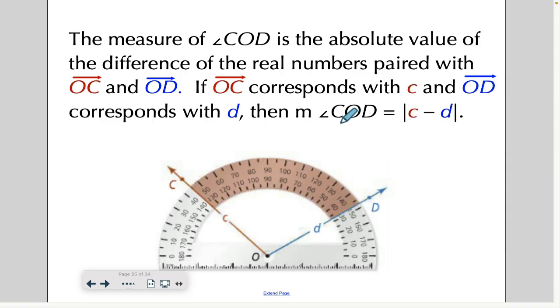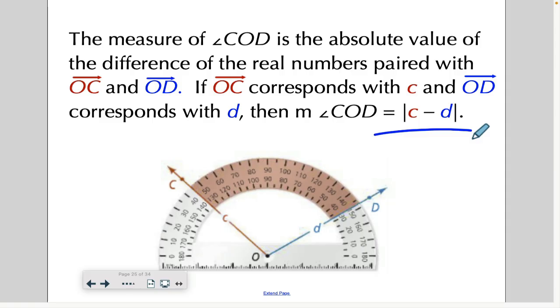Okay, here's what you're going to run into in a minute. What if you can't actually lay it flat on there and you need to find a difference in between? You can actually subtract. Okay, this one I think you do need to fill in. The measure of angle COD, that is angle COD. Take a look at this protractor. They're telling you can find this using subtraction. The angle COD is the absolute value of the difference of this ray with that ray. Basically, I need you to jot this down next to that: absolute value C minus D.